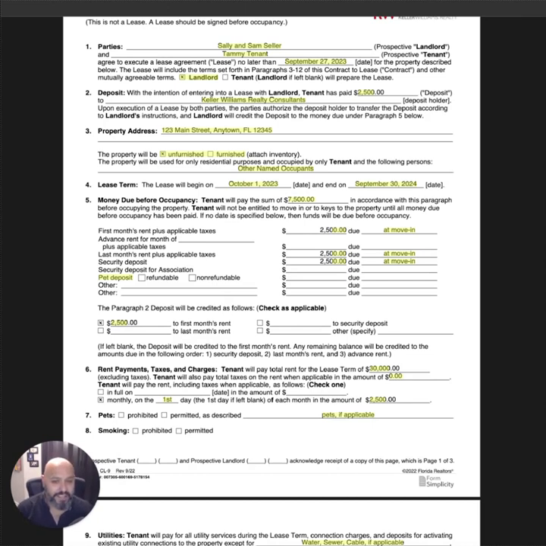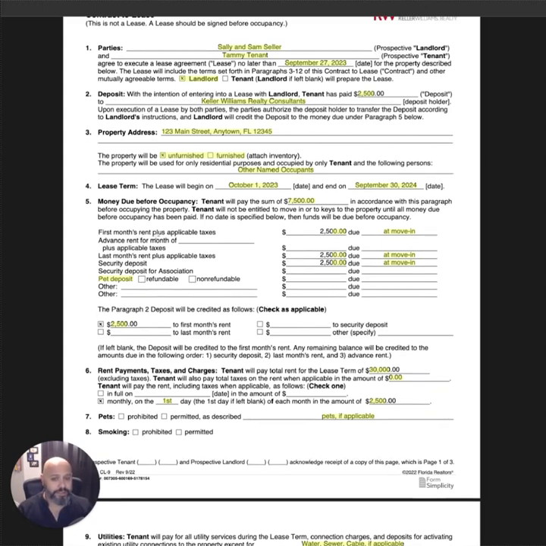So paragraph 5 is how much money is due before occupancy. So the tenant will pay the sum of, in this case, $7,500, based on the numbers that we're putting down here, and we'll go over this in a moment. But prior to closing, prior to occupying the property, prior to October 1st in this case, the tenant is going to be giving $7,500. Usually this is going to be first month, last month, and security deposit. If your landlord is requiring first month and 2 security deposits, well, we're going to write that here as well. If there's a pet deposit, refundable or non-refundable, we're going to put that in here as well.